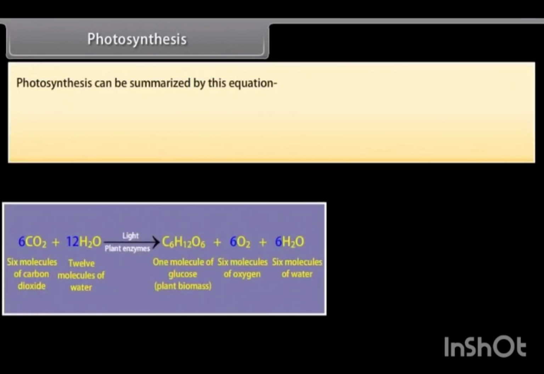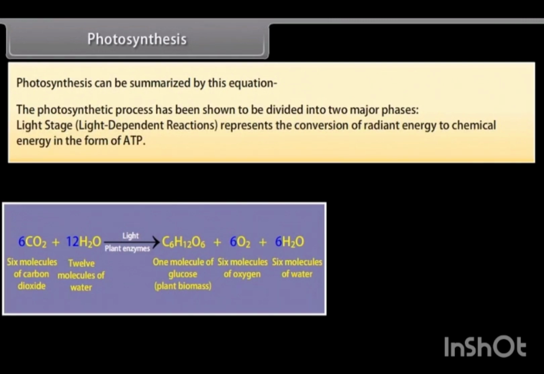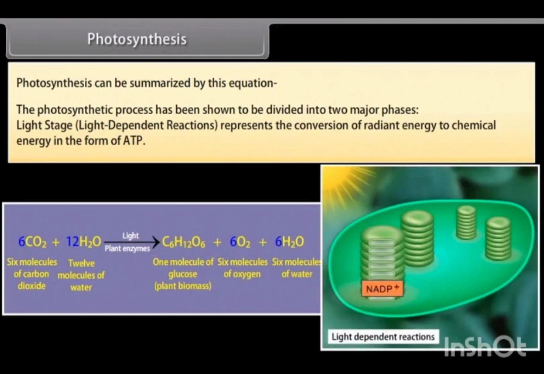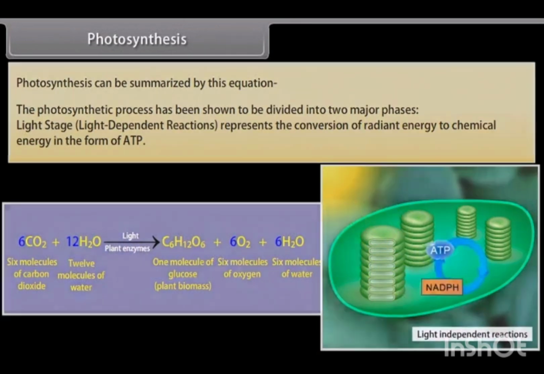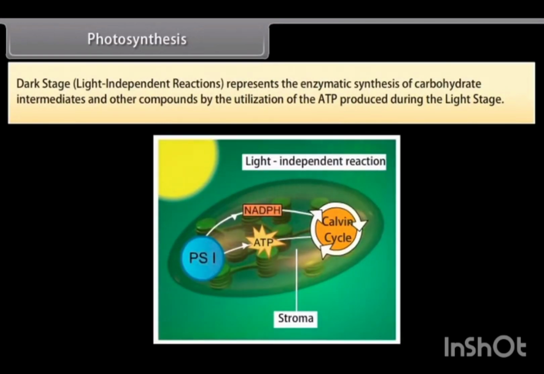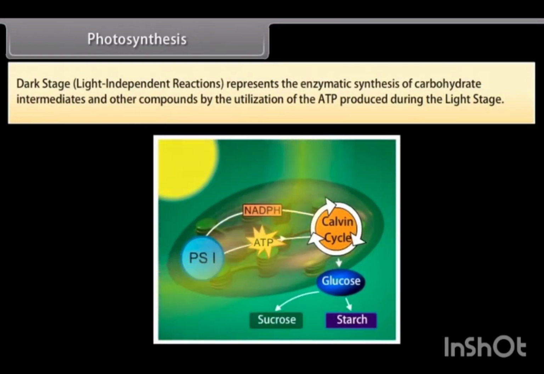Photosynthesis can be summarized by this equation. The photosynthetic process has been shown to be divided into two major phases. Light stage, the light-dependent reactions, represents conversion of radiant energy to chemical energy in the form of ATP. Dark stage, the light-independent reactions, represents the enzymatic synthesis of carbohydrate intermediates and other compounds by the utilization of the ATP produced during the light stage.